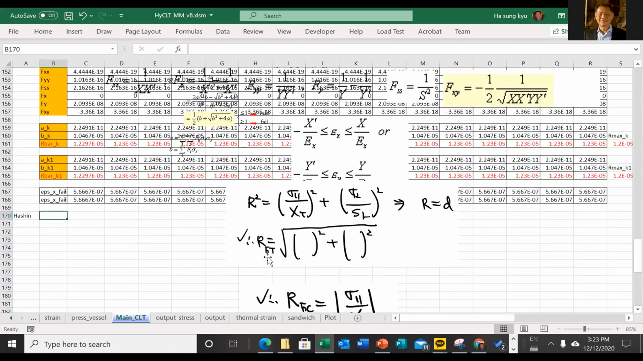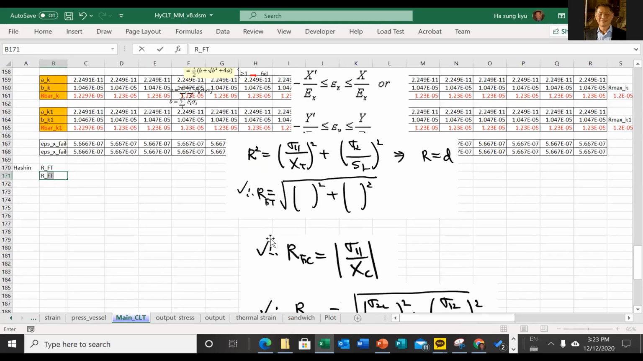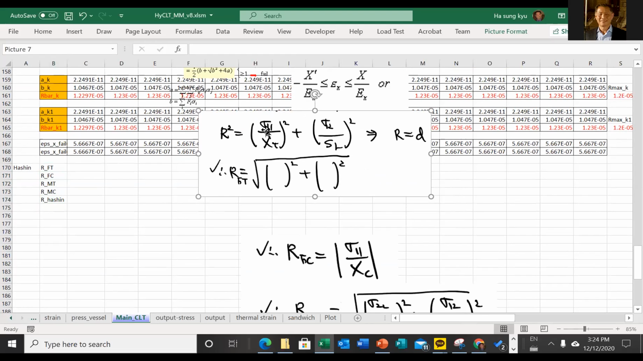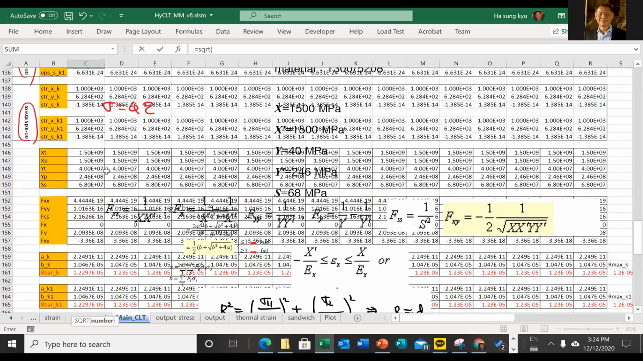And I will call I'll add key. Okay. And let's call R fiber compression and R matrix tension and R matrix compression. And then finally we're going to define the R Hashin. And R fiber tension is sigma 1, so simply a square root. And sigma 1. Now what is sigma 1?